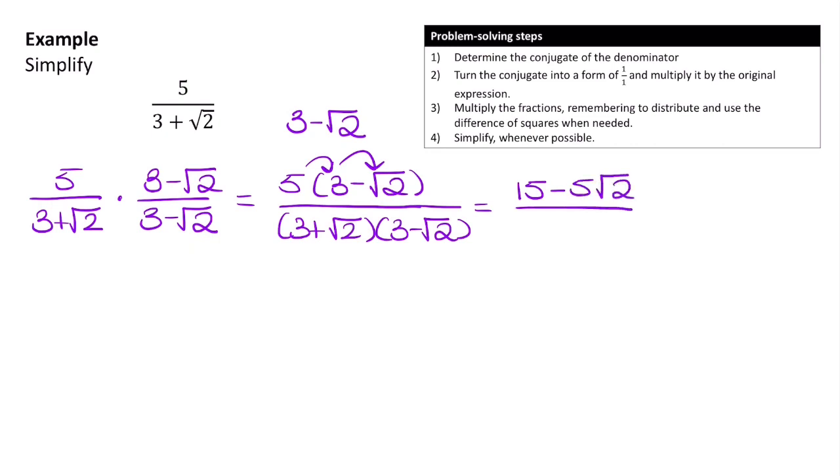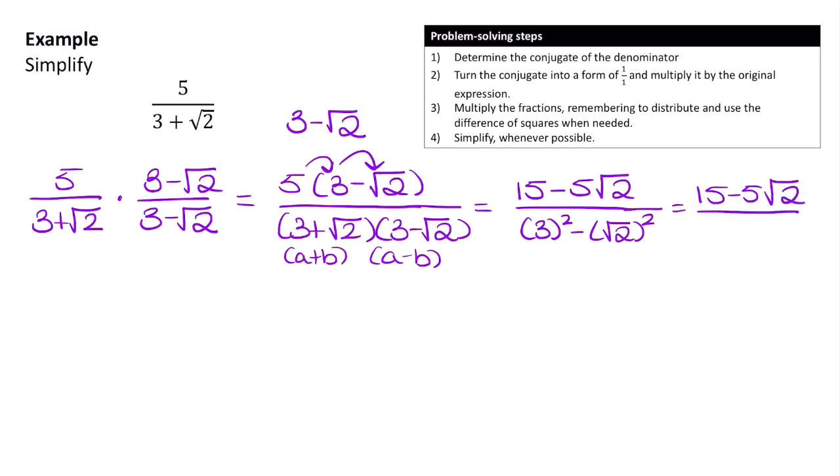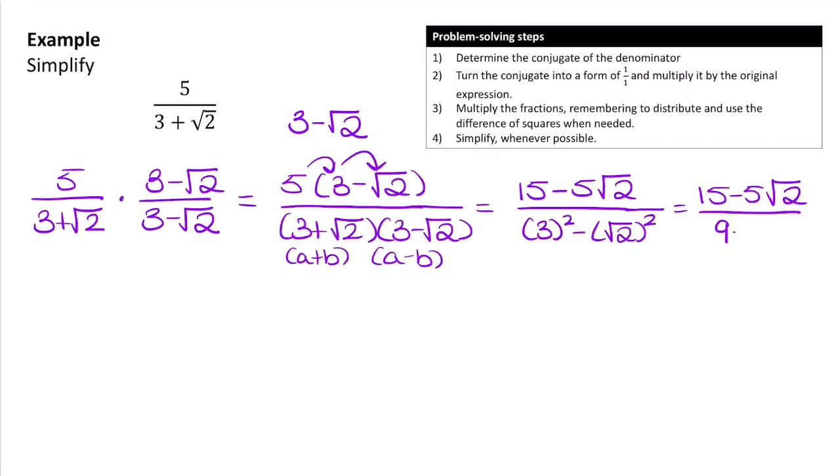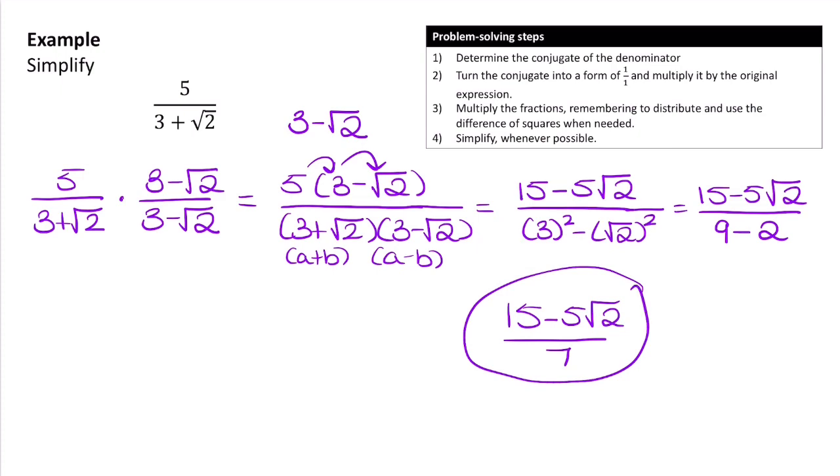In the denominator, I can use that shortcut because remember this is like a plus b times a minus b. So I'm going to use the difference of squares, so I have 3 squared minus the square root of 2 squared. In the numerator, I just have to leave that 15 minus 5 square root of 2 like that because those are unlike terms. And then in the denominator, 3 squared is 9, and square root of 2 squared is 2, so we have 9 minus 2. So this is going to simplify to 15 minus 5 square root of 2 over 7. And that's the simplified form of this expression.